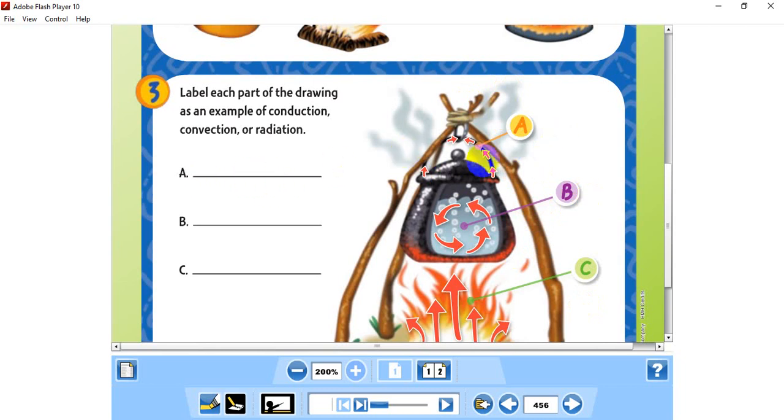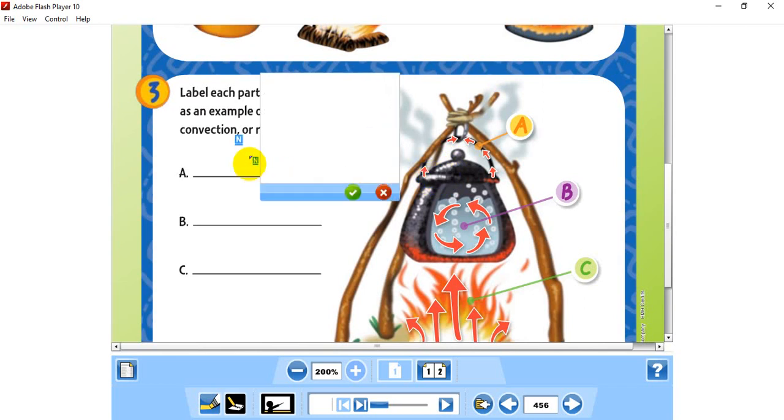So let's start with letter A. Letter A is an example of what, guys? Conduction or convection or radiation. Try to answer it by yourself before I solve it. See the heat exactly moving from where to where? From the container to the cover. Two objects, right? This is the container and this is the cover of the container. So they are touching. So this is conduction. You have to write here conduction.